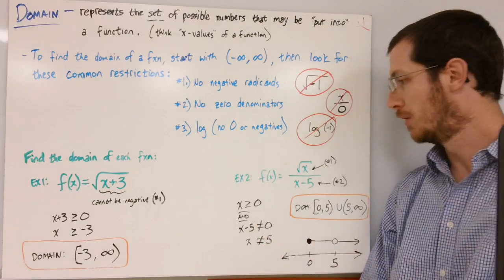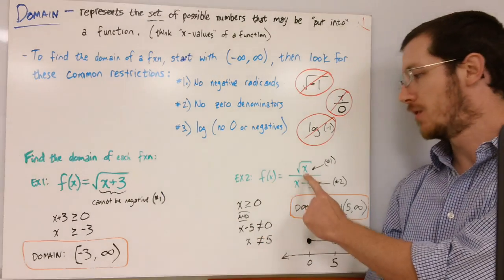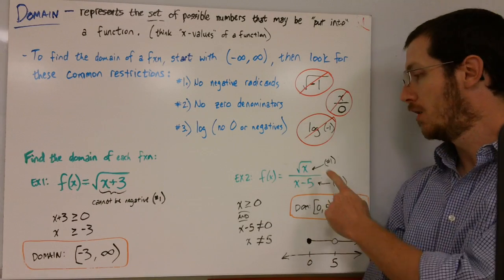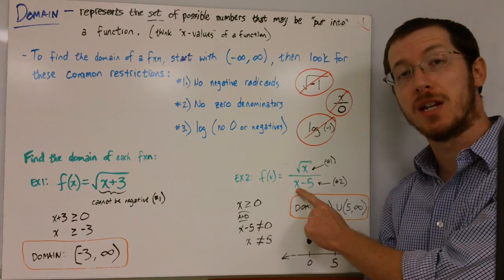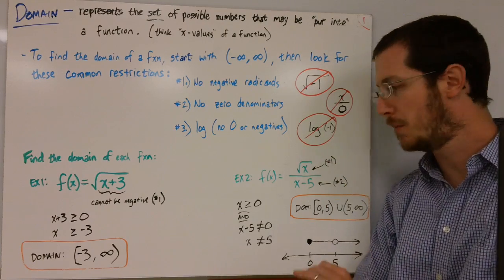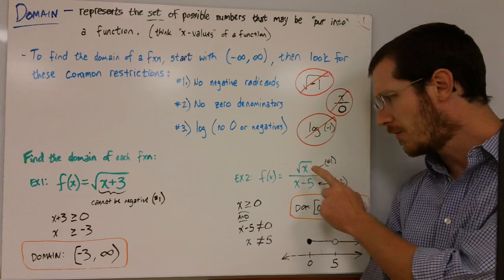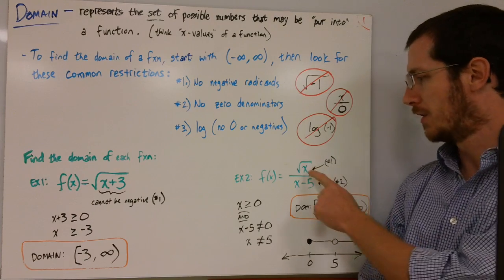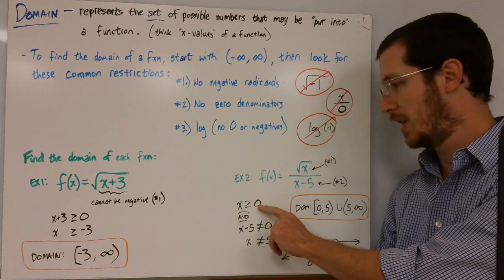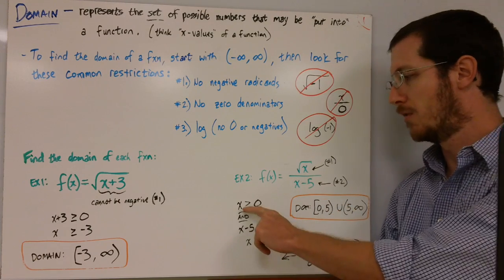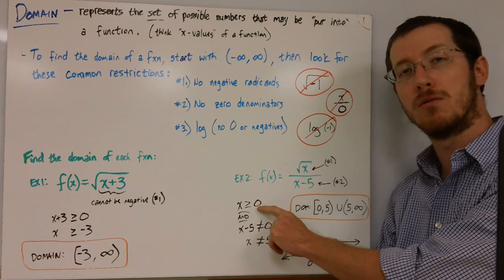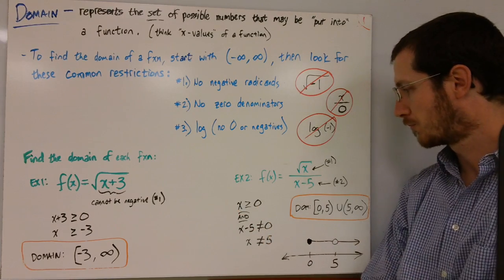Example number two. f of x equals the square root of x over x minus 5. Now we've got a fraction with a variable in the denominator. We've also got a radical in the numerator, so we've got to be careful. We've got two possible restrictions here. Let's start off with the radical. Let's take our radicand and set it greater than or equal to 0 to make it positive. So for right now, our domain can only be 0 or any positive number.